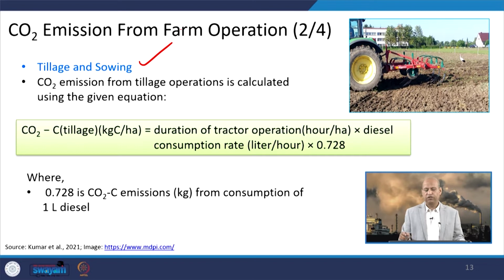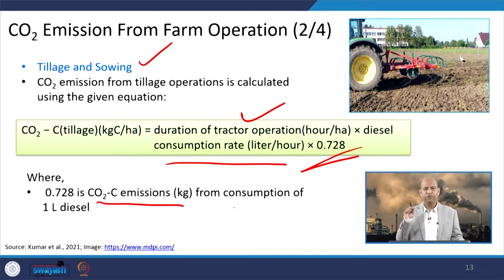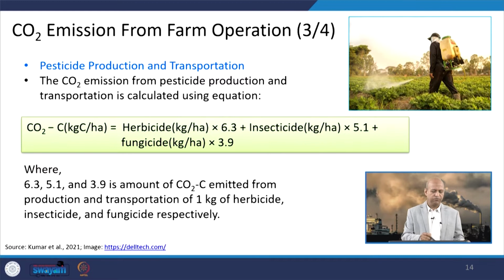Then we talk about tillage and sowing activities when we use tractors. So, again the duration of the tractor operation, because duration will determine how much fuel is being burnt, and the diesel consumption rate in liters per hour. So, we can multiply to get how much total diesel was consumed, and then there is the factor which is the CO2 carbon emissions from consumption of 1 liter of diesel. So, there are certain empirical relationships which can help us to estimate the emissions of different greenhouse gases.